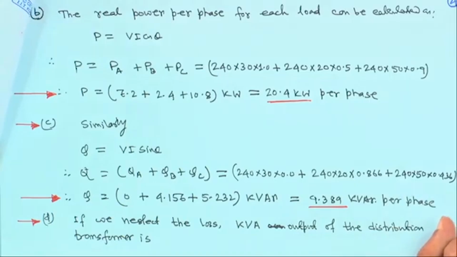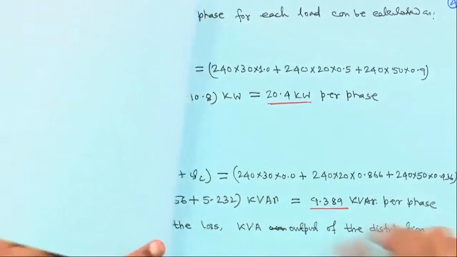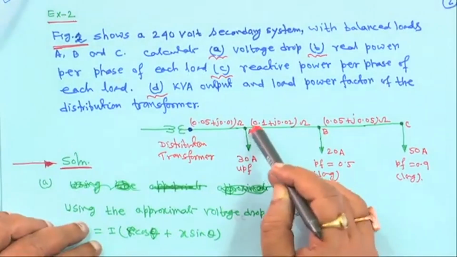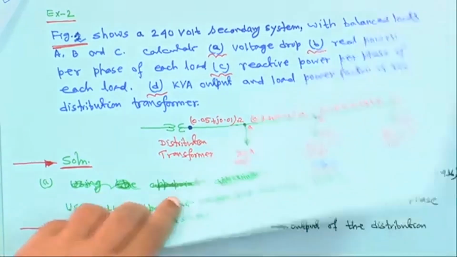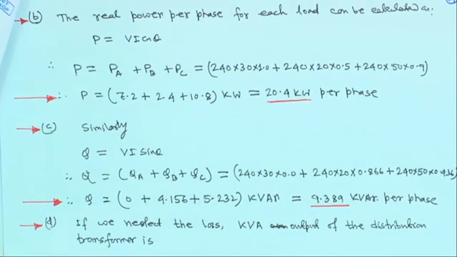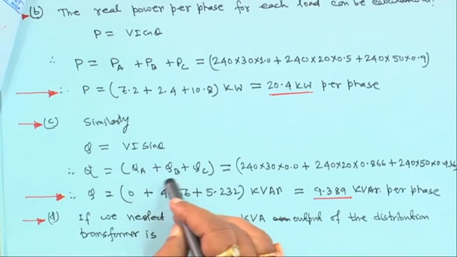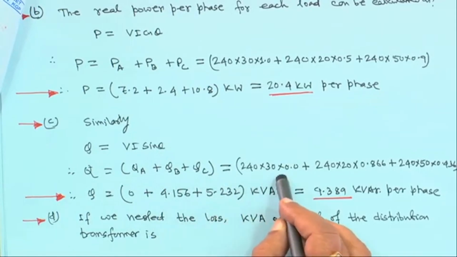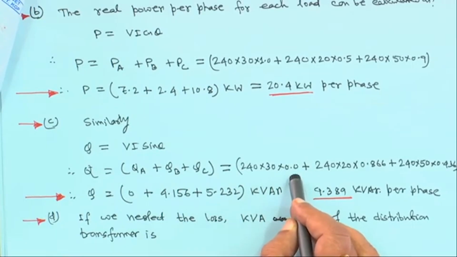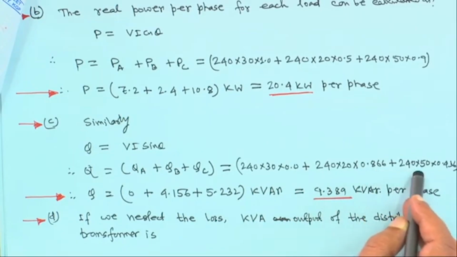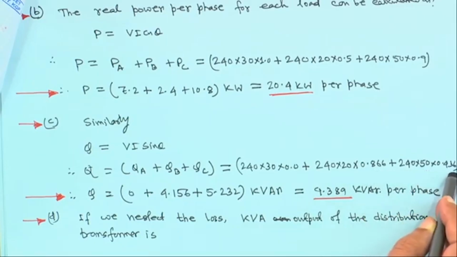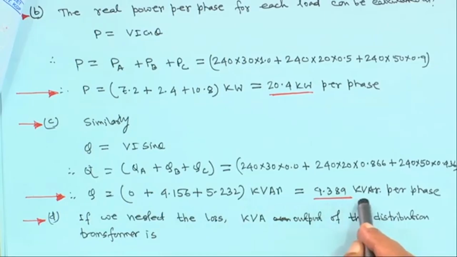This is approximate. Why? Because everywhere we are taking the voltage as 240 volt, right. Every node voltage is actually taken as 240 volt, it is approximate, but if you calculate the voltage it will be different, right. Similarly, Q is in general V I sin theta, that is QA plus QB plus QC, that will be 240 into 30 into sin theta 0, plus 240 into 20 into sin theta 0.866, plus 240 into 50 into sin theta 0.436. If you compute, it is 9.389 kilowatt per phase, right.